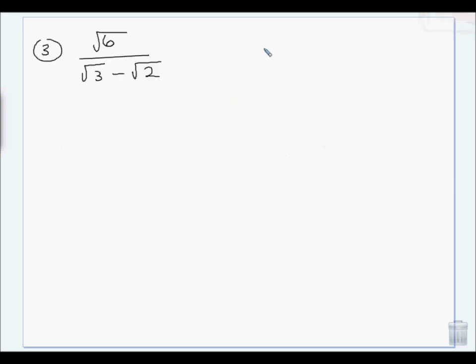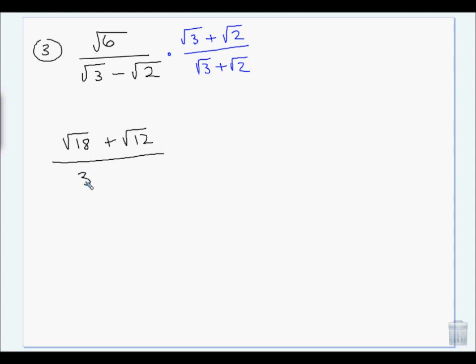One more. I have 2 radicals. Doesn't matter. It's the same exact process. I'm going to multiply by the square root of 3 plus the square root of 2. So I'm going to end up with the square root of 18 plus the square root of 12. That's multiplying up top. And in the denominator, 3 minus 2, right? Because I do first and last.